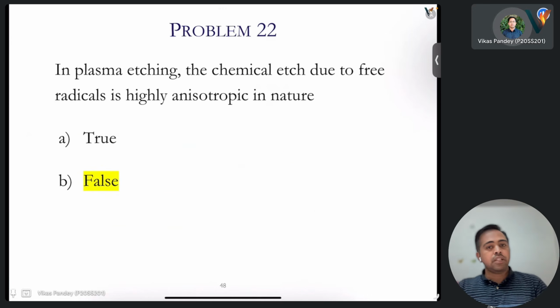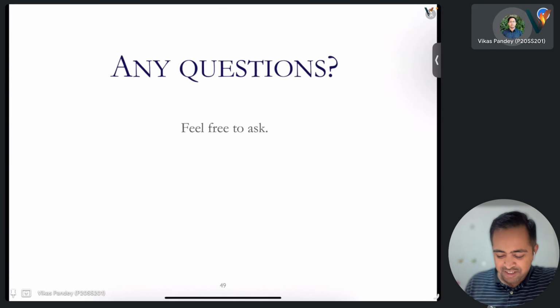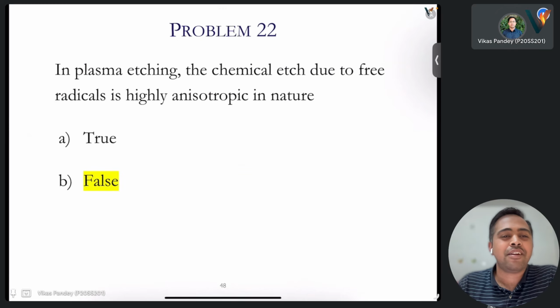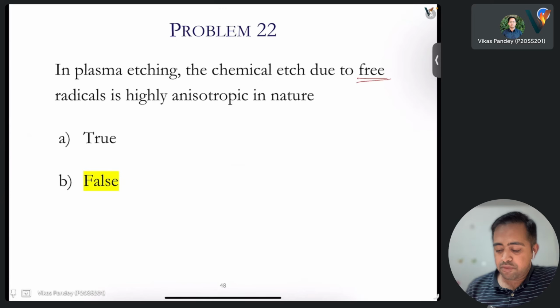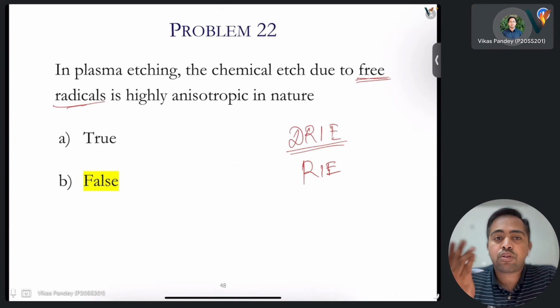In plasma etching, sorry, I missed putting the question here; directly the answer is there. In plasma etching, the chemical etch due to free radicals is highly anisotropic in nature. So when we are doing plasma etching using free radicals, that is DRIE or RIE also, it is fine. Is it highly anisotropic in nature?